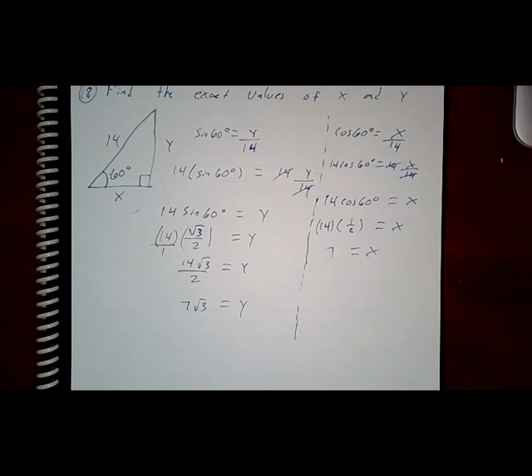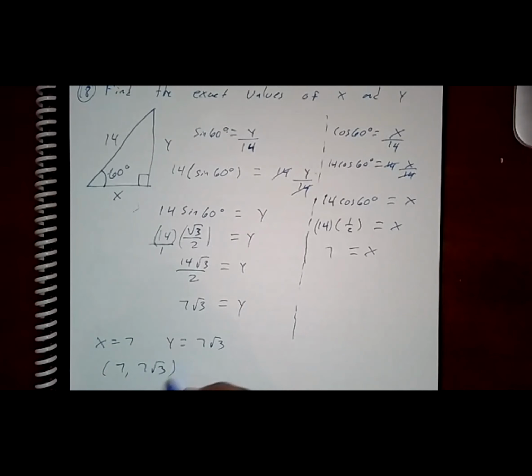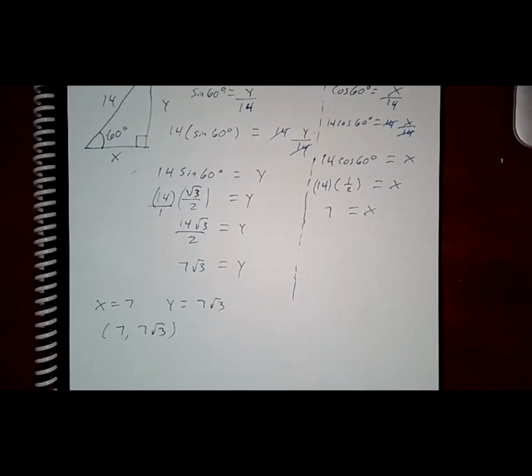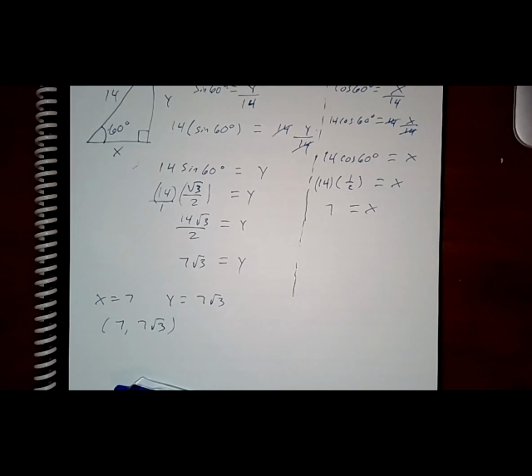So now we can answer the question, right? We got x equal to 7, y equal to 7 root 3, which is the same as a coordinate of 7 comma 7 root 3. You'll have a couple of questions like this where they give you a triangle, an angle, and some missing pieces. So you're going to have to choose: do I use sine, cosine, or tangent? That'll be what you have to practice and get used to.